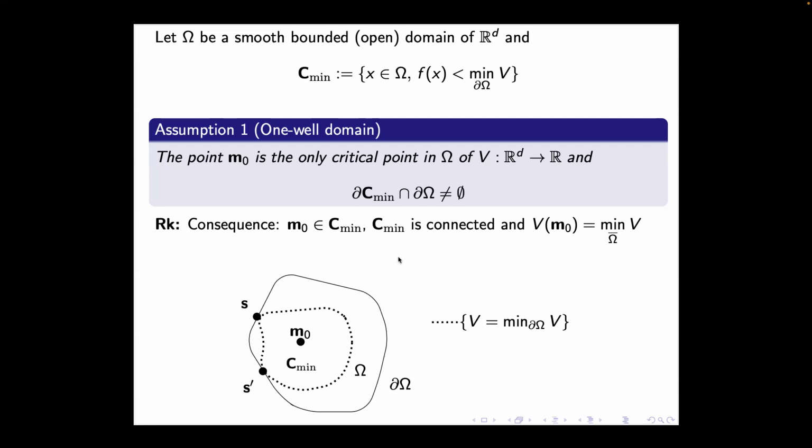Like in this picture, so I will make another picture. So remember what I took for the shape of V. Here it's V. Let me draw the level set. Here it's V equal V of S. Here I have S, I have M naught. And I take, for example, a domain such that the boundary of C min intersects the boundary of omega, and this is S if I take the notation of this picture. And C min is exactly this region.